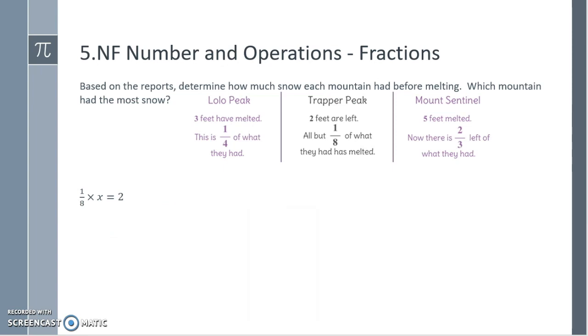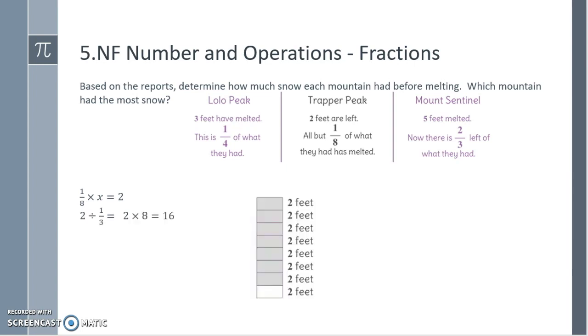2 feet are left at Trapper Peak. All but an eighth of what they had has melted. So an eighth of what they had is 2. Using our rules, 2 divided by 1/3, or how many 1/3 can fit into 2? I'm not sure why it says 1/3. It should be 1/8. Typo on Mrs. Richmond's part here.